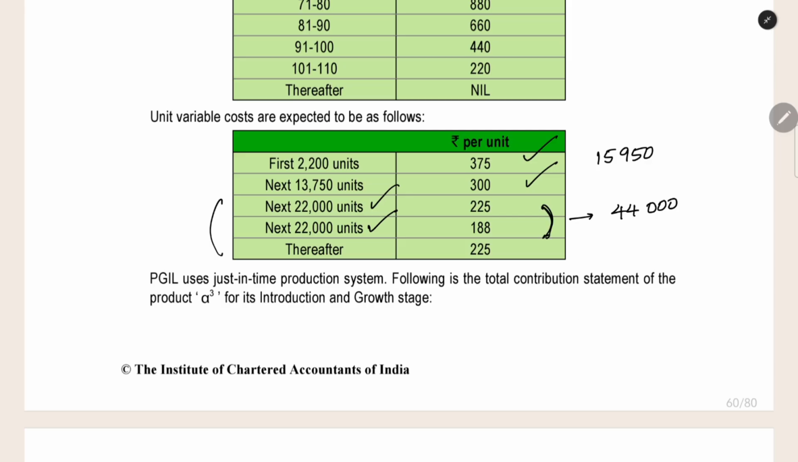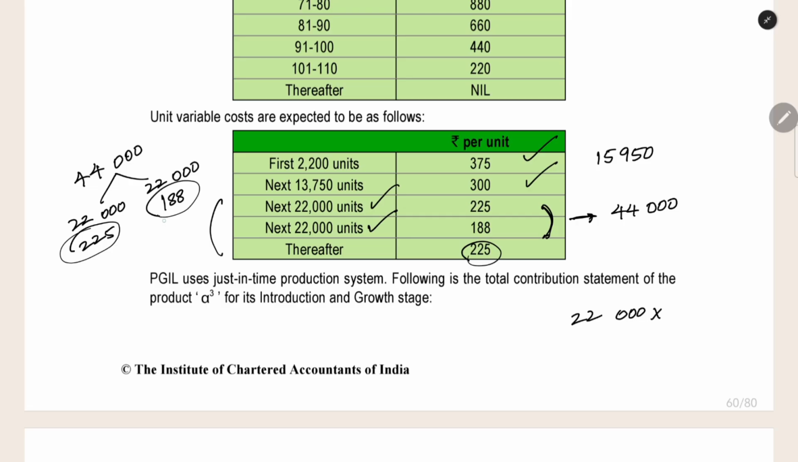These two will be for the maturity stage. In the maturity stage, we will be selling a total of 44,000 units. In that, 22,000 units will have a cost of 225, and then another 22,000 units will have a cost of 188. Now, after that, in the decline stage, we will sell another 22,000 units. For that, the variable cost will be 225. Sorry, I said selling price, but this is the variable cost. The selling price we already found out from the above table. This is the variable cost we are talking about.